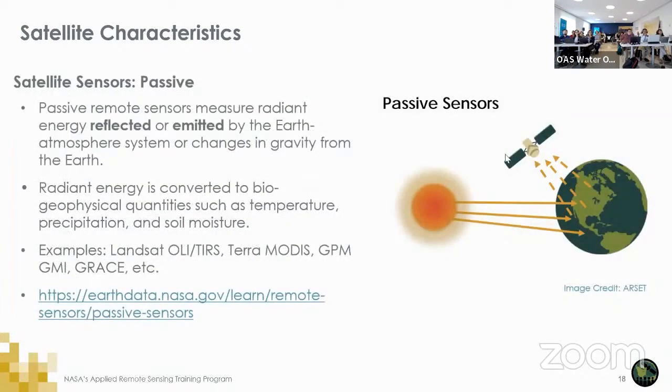And I talked briefly about this. The passive sensors are using the sun as their main source of energy. You're basically collecting anything that's being reflected or scattered or emitted from the Earth's surface or from the atmosphere. And those are passive sensors. They're basically just collecting anything that's being reflected from the atmosphere or from the surface. So they're ultimately using the sun as the source of energy. And I'll be giving examples of those later. And then next slide.